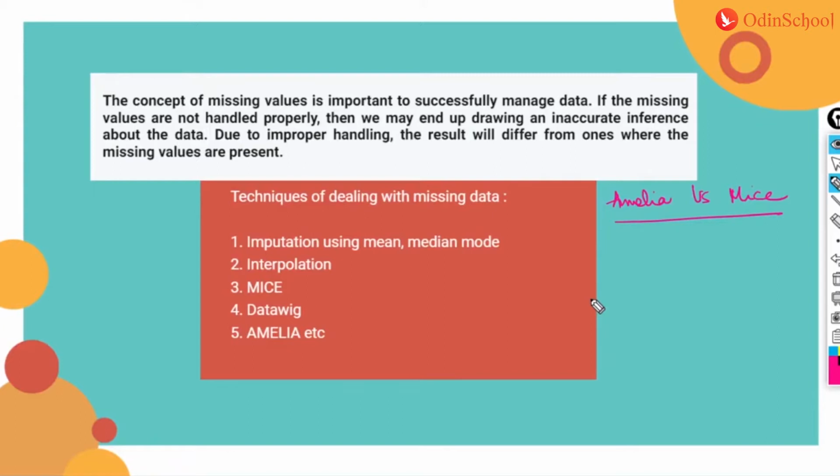Now going forward, when we talk about mice, mice imputes data on a variable by variable basis. All right. But when we talk about Amelia, it's not the case. We've just seen what Amelia does. It uses multivariate normal distribution. So mice is element by element, whereas Amelia is multivariate.